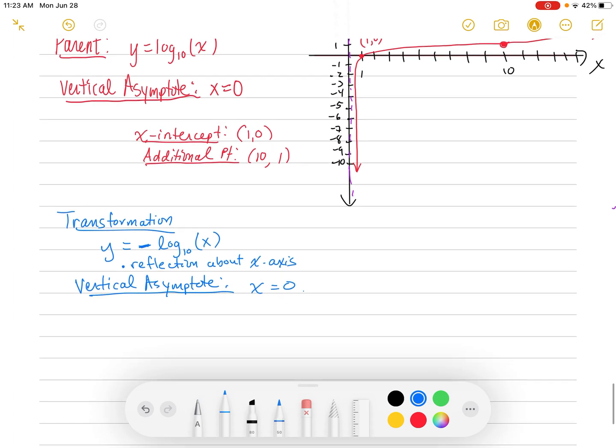So if I reflect everything about the x-axis, the vertical asymptote doesn't change. It's still at x equals 0. But you're going to multiply your y values by negative 1. So the x-intercept doesn't change. So I'll call these additional points.